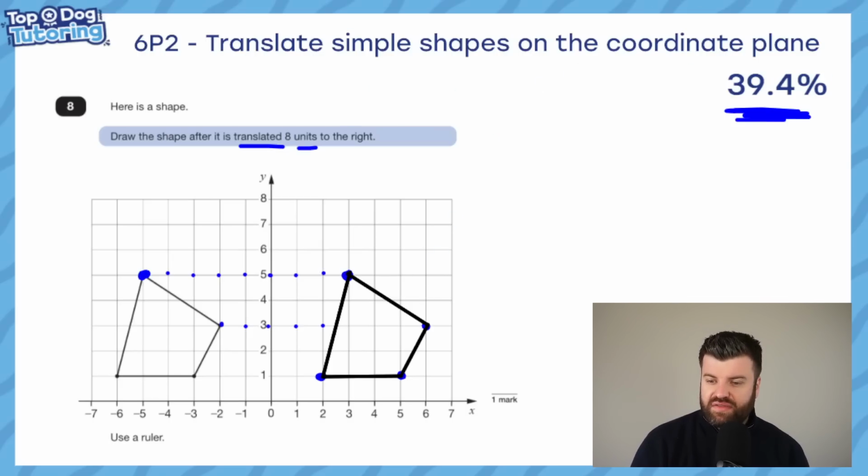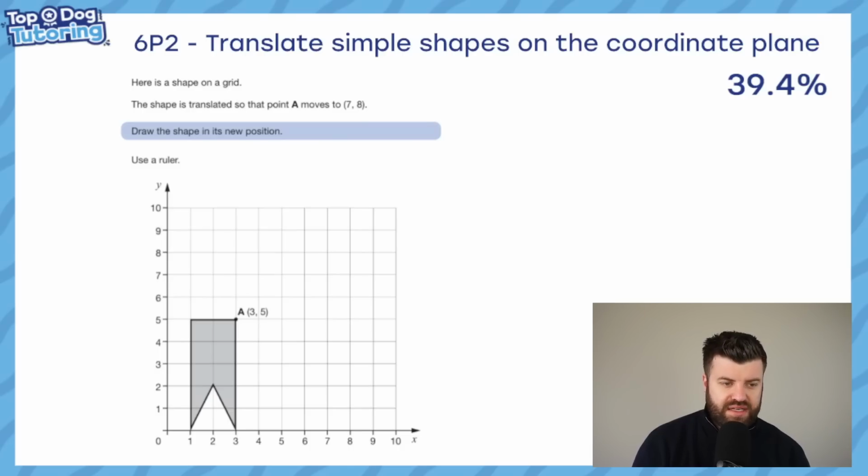For some of these strands, I've got a couple of questions. So here's another one for this strand. It is basically the same thing. Here is a shape on a grid. The shape is translated so that point A moves to 7, 8. All that's different this time is it's also testing your knowledge of coordinates. So it's going to sprinkle in some other strands sometimes, but hidden in here still is translating simple shapes.